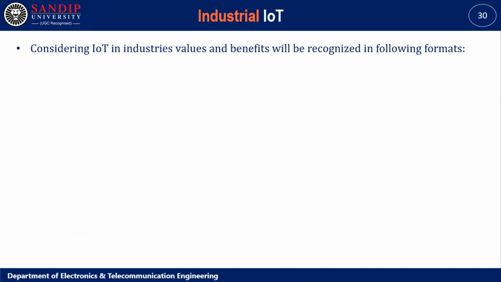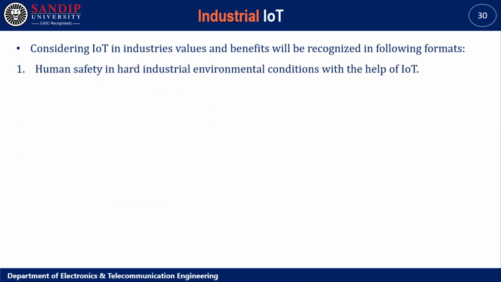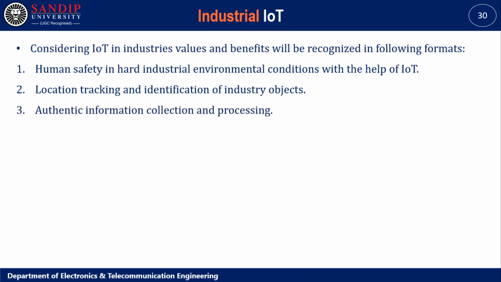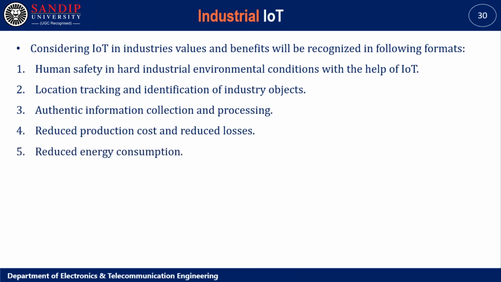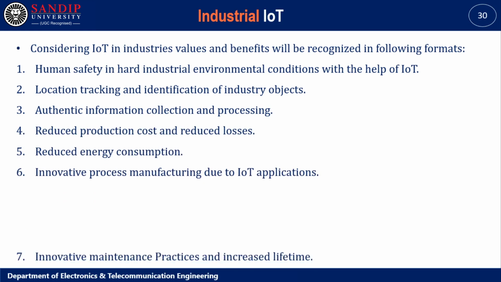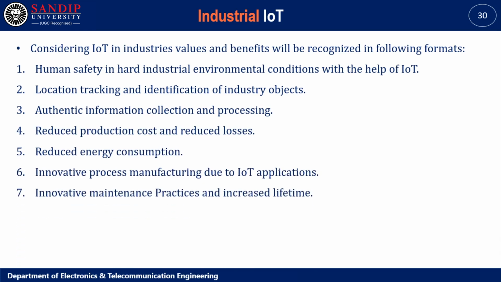Considering IoT in industries, values and benefits will be recognized in the following format. Human safety in hard industrial environment conditions with the help of IoT. Location tracking and identification of industry objects. Authentic information collection and processing. Reduce production cost and reduce losses. Reduce energy consumption. Innovative process manufacturing due to IoT applications. Innovative maintenance practices and increased lifetime.